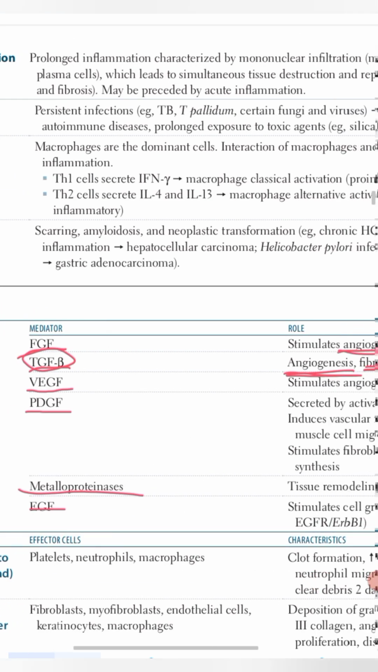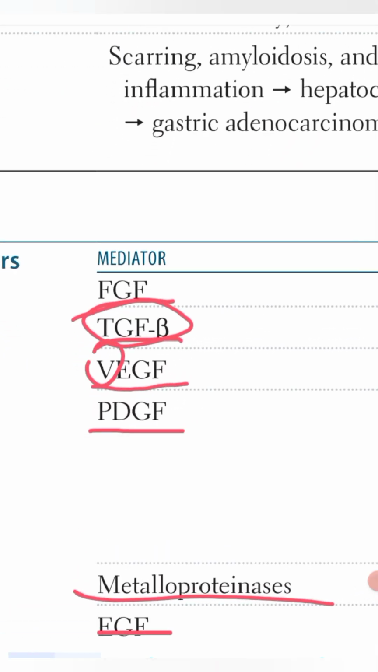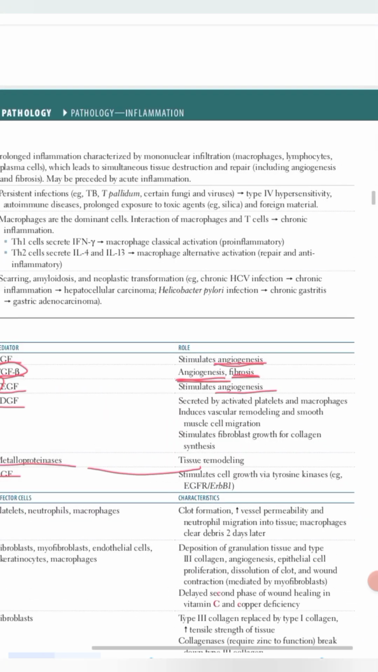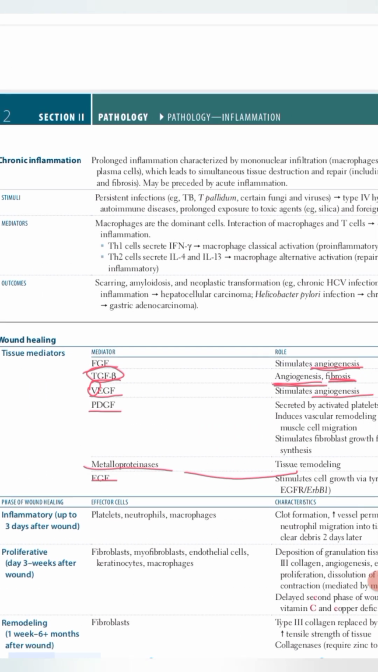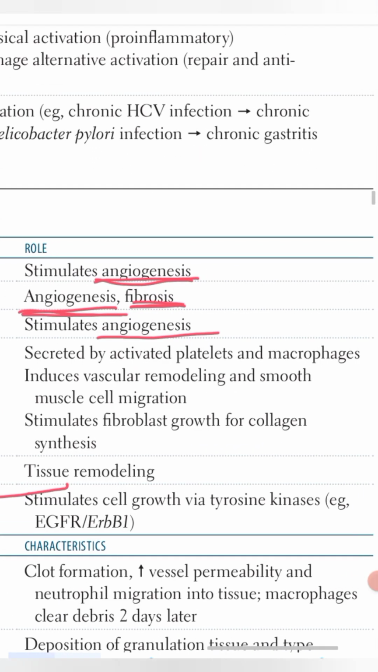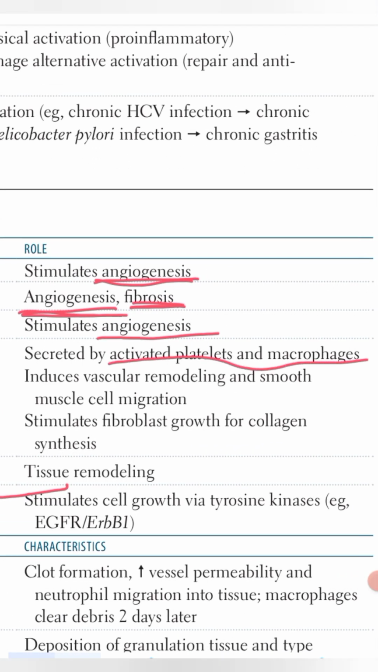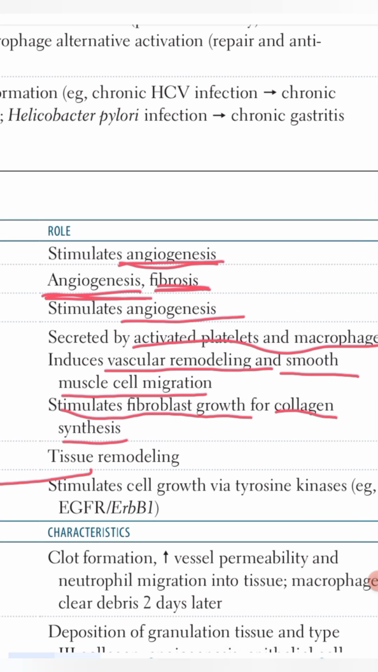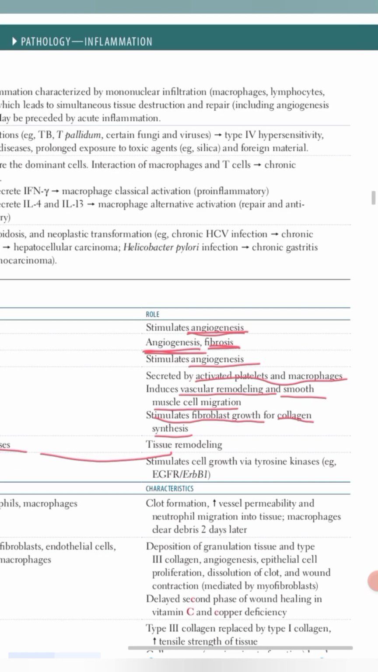Next one is the vascular endothelial growth factor. As the name suggests, vascular, it is also involved in the process of angiogenesis. Next one is the platelet derived growth factor. As the name indicates, it is secreted by the activated platelets and the macrophages. It induces vascular remodeling and smooth muscle cell migration, and it stimulates the fibroblast growth for collagen synthesis. So it has multiple functions.